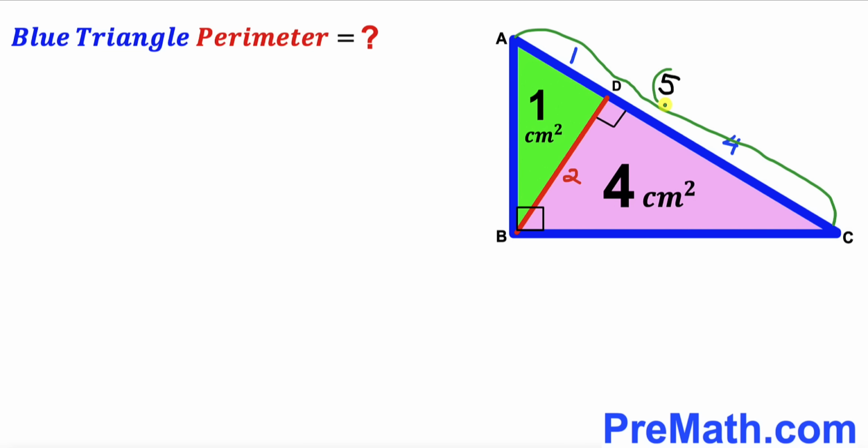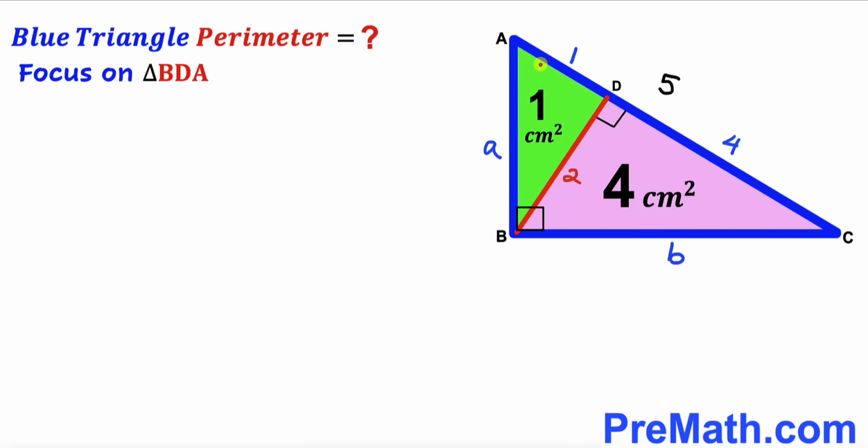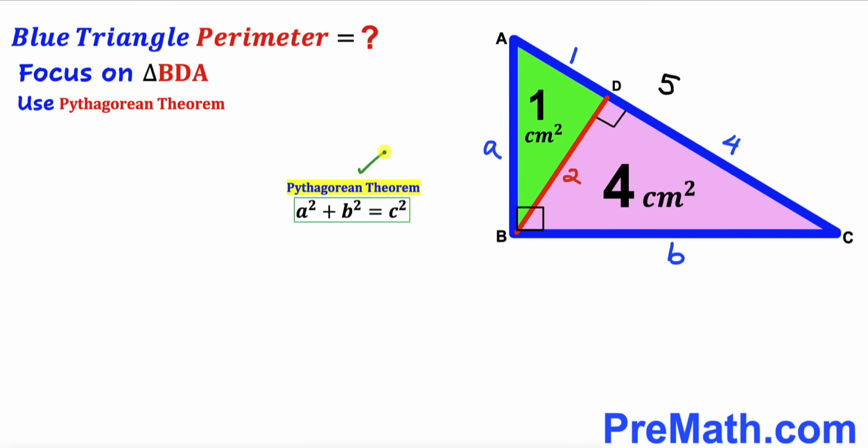AC length is 5. And now I'm going to label this side length as lowercase a, and this side length as lowercase b. And now our task is to find the value of lowercase a and the value of lowercase b as well. And now we are going to focus on this green shaded right triangle BDA, and we are going to apply the Pythagorean theorem on this triangle. And here's our Pythagorean theorem: a square plus b square equals c square. And in our case, our hypotenuse is lowercase a, whereas our two other legs are 1 and 2.